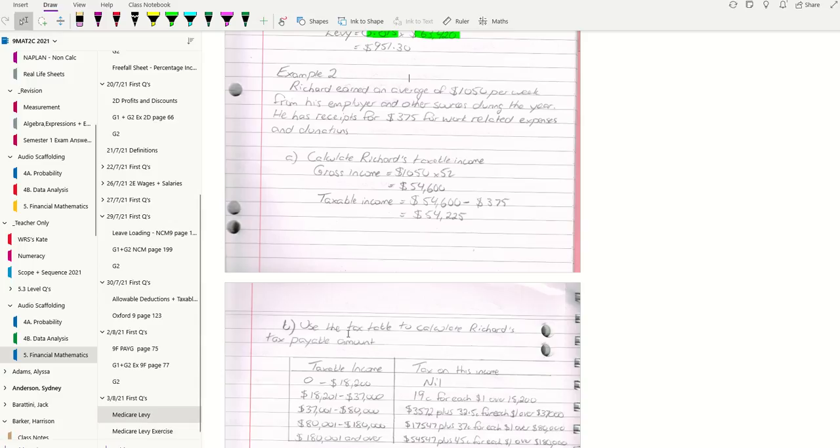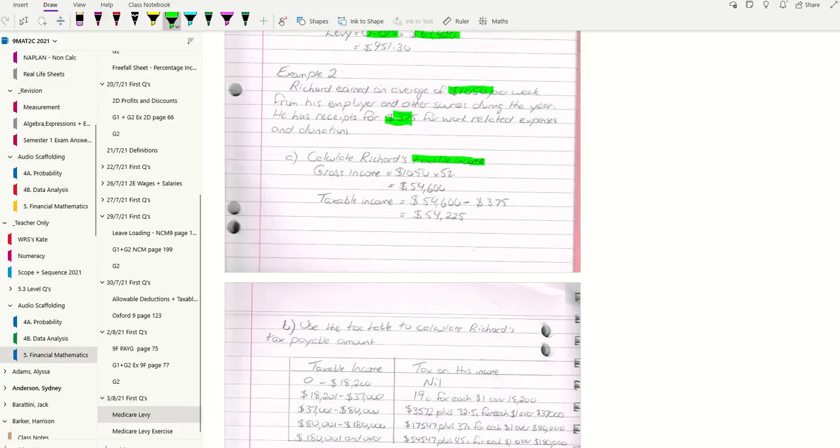Let's have a look at the second example, which is pretty involved. Richard has earned an average of $1,050 per week from his employer and other sources during the year. So we've averaged out his income from all his sources at $1,050 per week. He has receipts for $375 for work-related expenses and donations, so there are allowable deductions. First of all, we want to calculate Richard's taxable income.